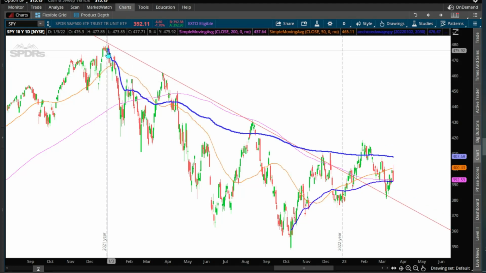Now, pay attention to this anchored VWAP right here. This is anchored to the all-time highs. If we're looking at this, this is right around 407.69.